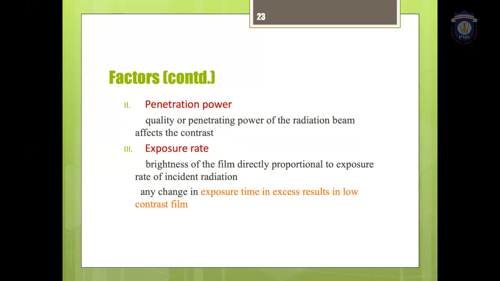Penetration power. Quality or penetrating power of the radiation beam affects the contrast. Next one is the exposure rate. Brightness of the film is directly proportional to the exposure rate of incident radiation. Any excessive change in exposure time results in a low contrast film.